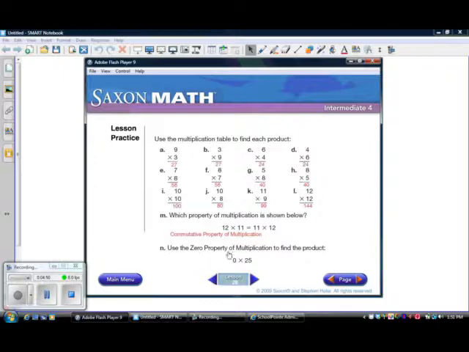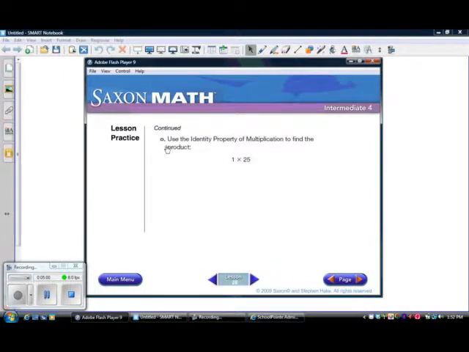Use the zero property of multiplication to find the product, and the zero property simply means 0 times anything is still going to be 0. Use the identity property of multiplication to find the product. And with the identity property, I like to think of the 1 as a mirror. And so the number looks into the mirror and it sees its own identity. Okay? So the answer is always whatever number is looking into that mirror, that's what it sees, and that's the answer.